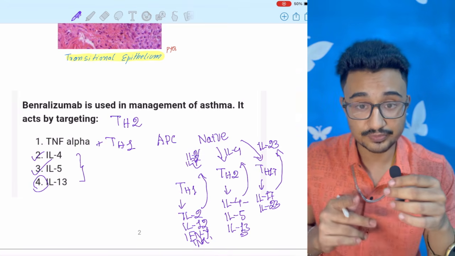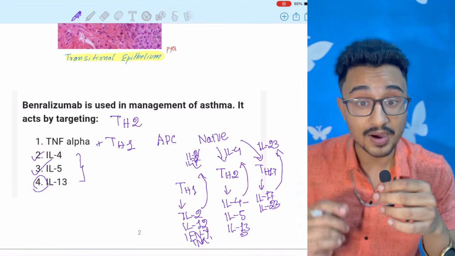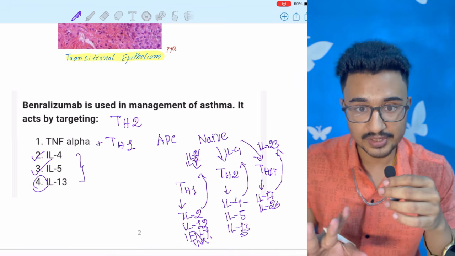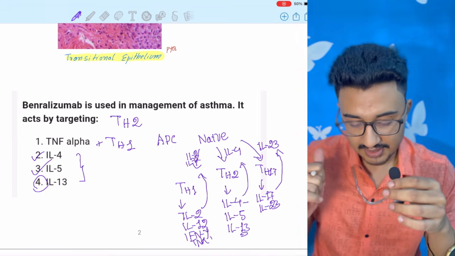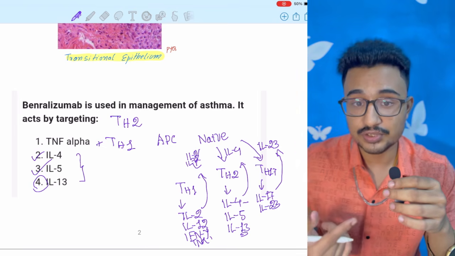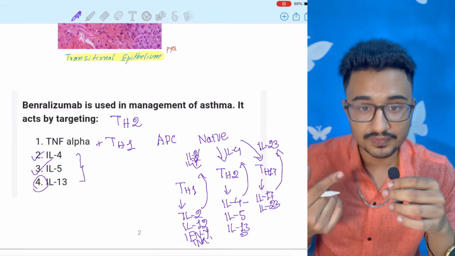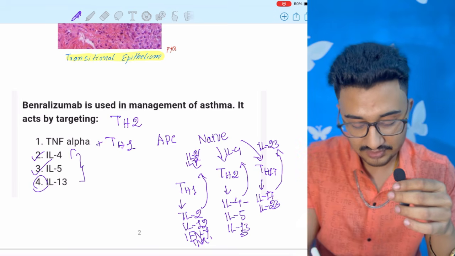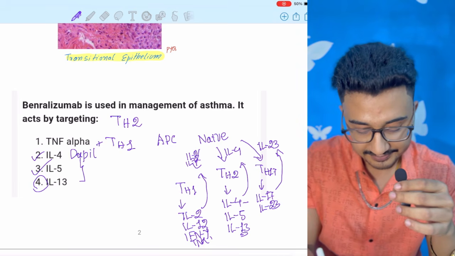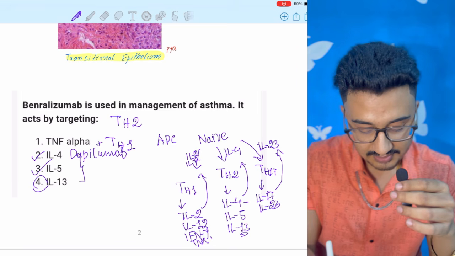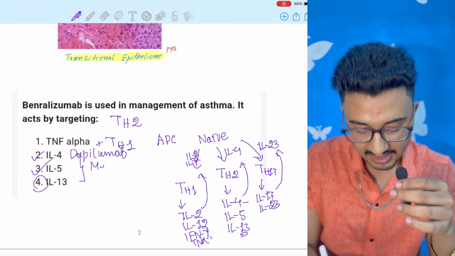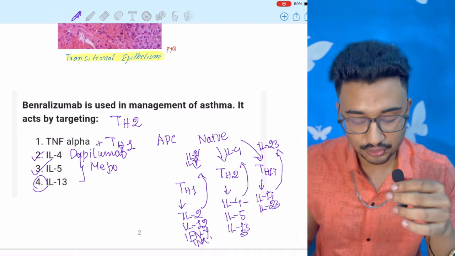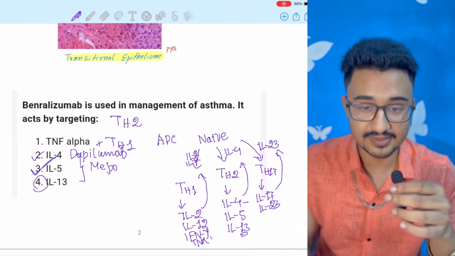If you are confused between two options, you need to mark the answer. There is no going back. Mark any option. If you have a first intuition, go with that, because 7 out of 10 times it is correct. I am going with IL-5 because for IL-4 there is dupilumab, and for IL-5 I think mepolizumab is also there. So you can go with either of the two options, but the correct option here is IL-5.